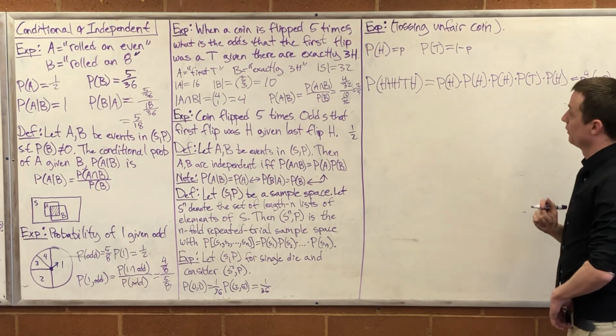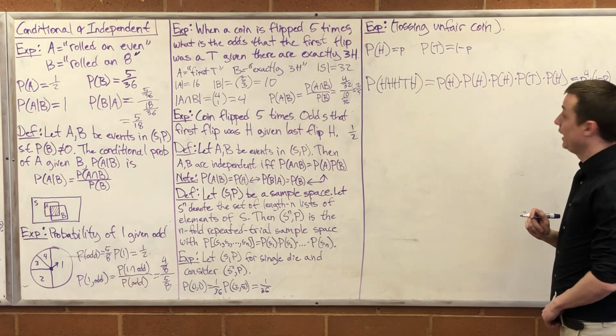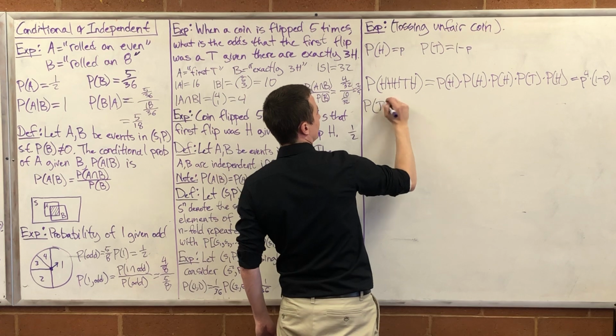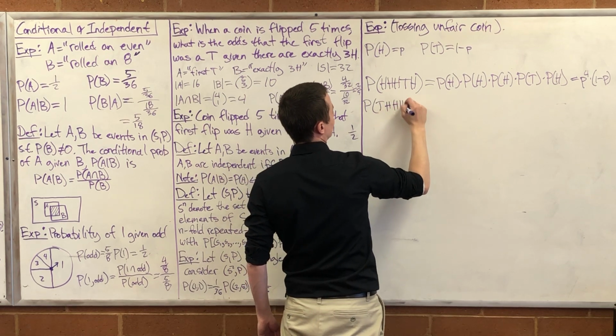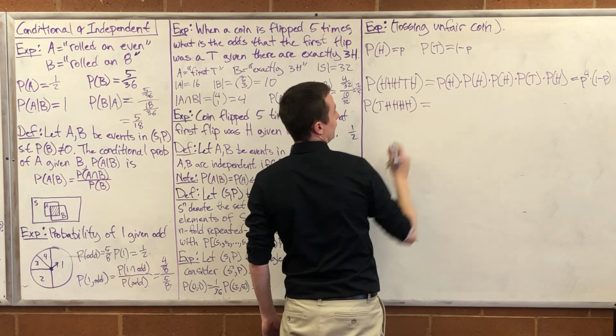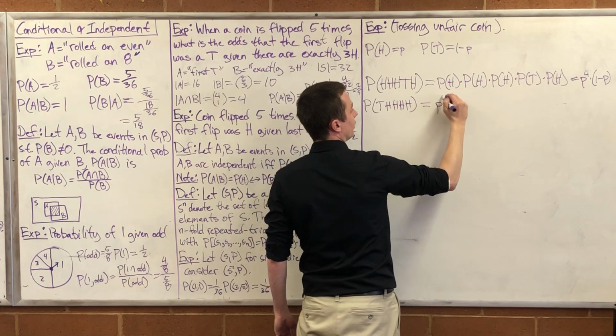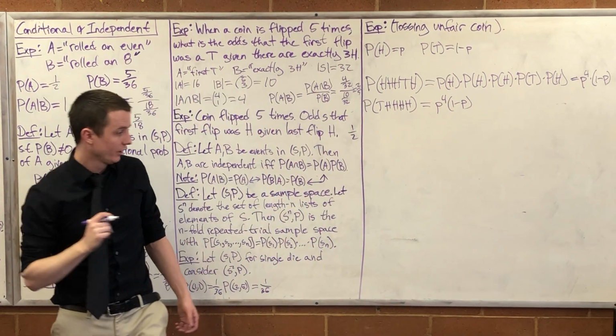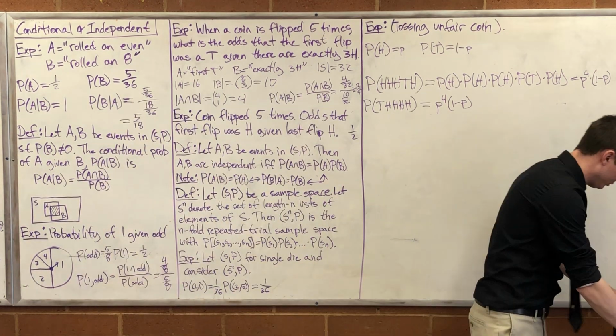Okay. Smart. And that's true regardless of the order that these come in, right? So if I also did tails, heads, heads, heads, heads, then that would also be equal to p to the 4 times 1 minus p. Okay? And are we going to get into binomials?